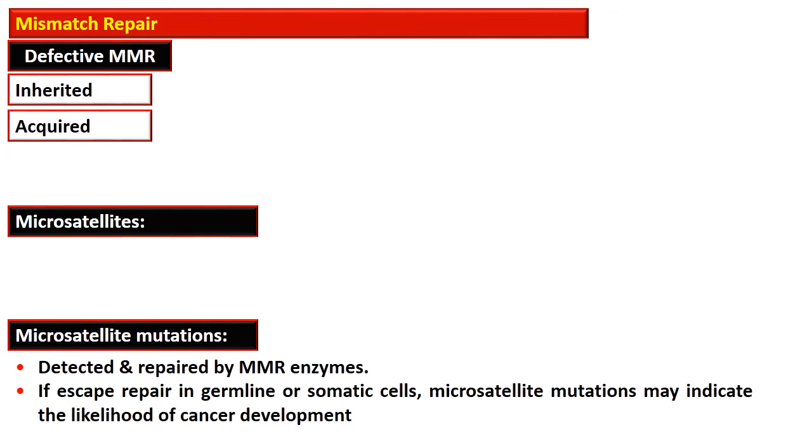Microsatellite mutations are detected and repaired by the mismatch repair system. If they escape repair in germline or somatic cells, these mutations may indicate the likelihood of cancer development. An example of this is colon and rectal carcinoma.